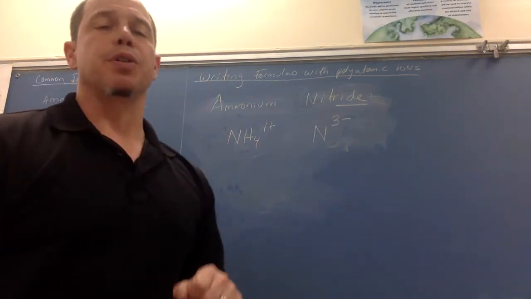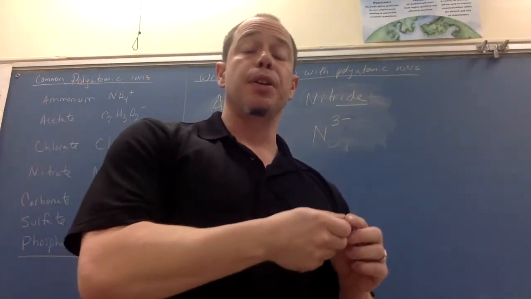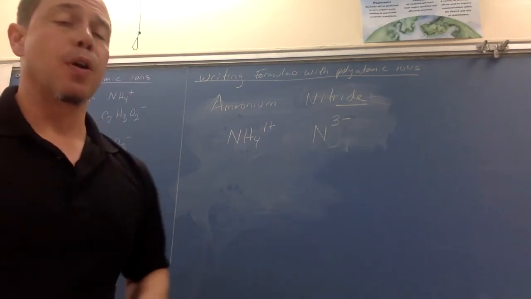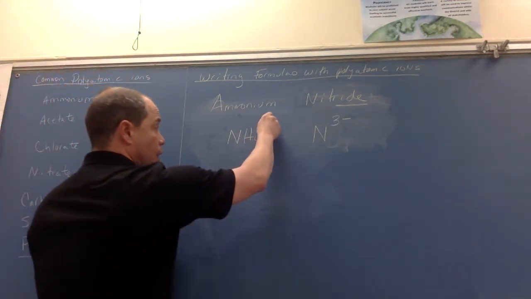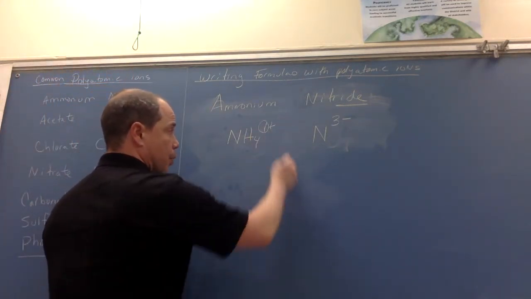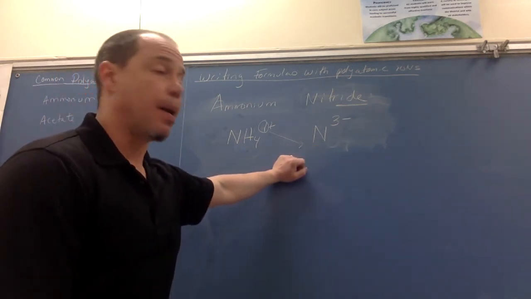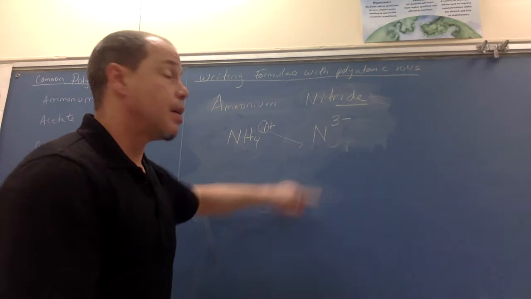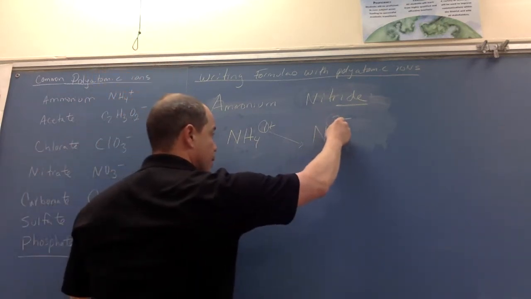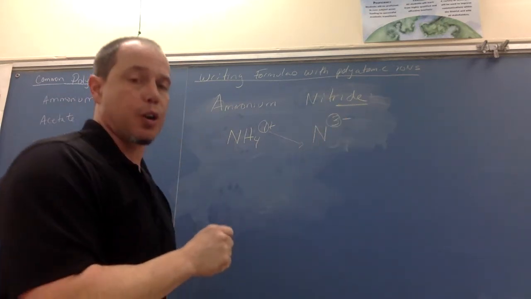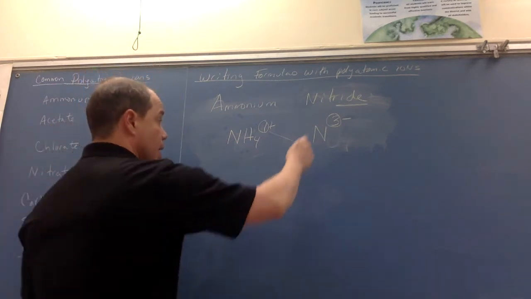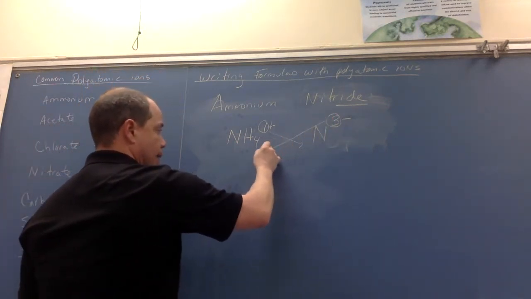Lucky for us, we can crisscross here. We learned how to crisscross last class, and you guys did really well with that. So I'm going to go ahead and do my crisscross. Recall that we don't bring the 1 down when we do our crisscross. 1 nitrogen is implied by simply writing the N. We do have to bring down the 3. Notice I'm not circling the negative charge because I don't carry that negative charge down. So I'm just going to bring that 3 down.